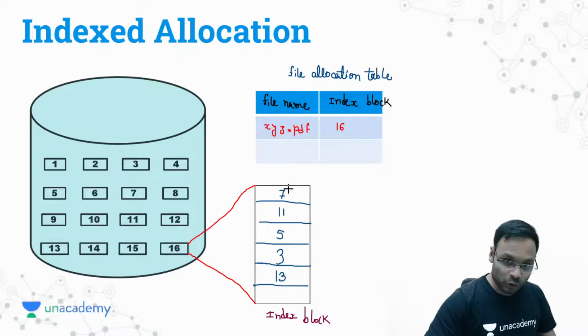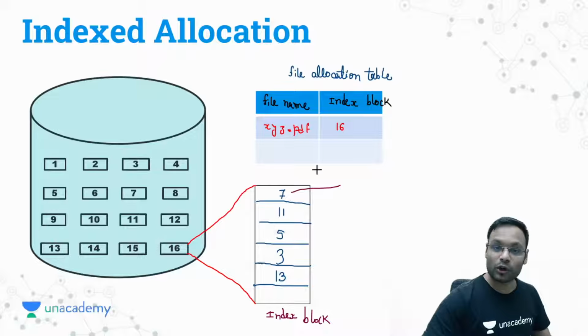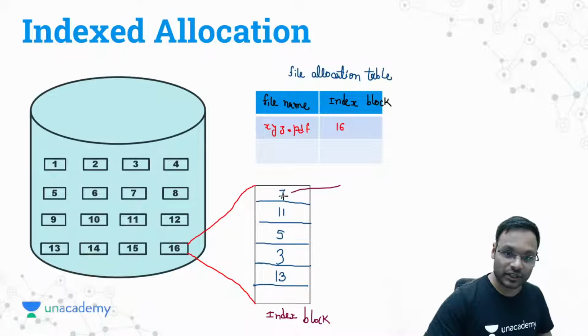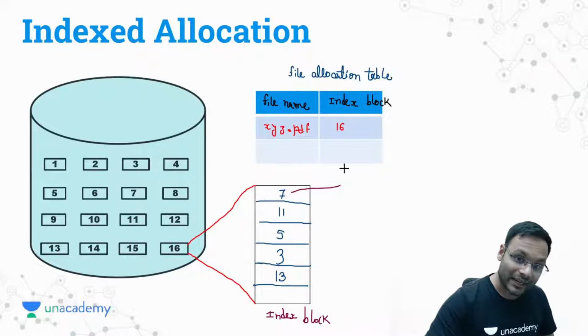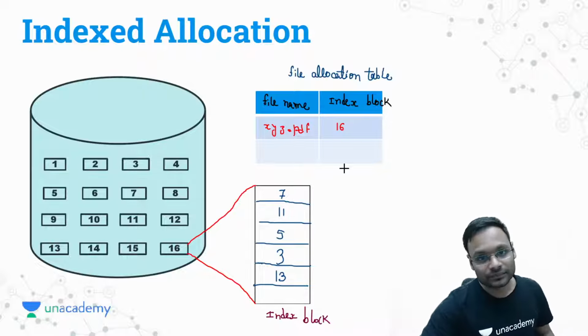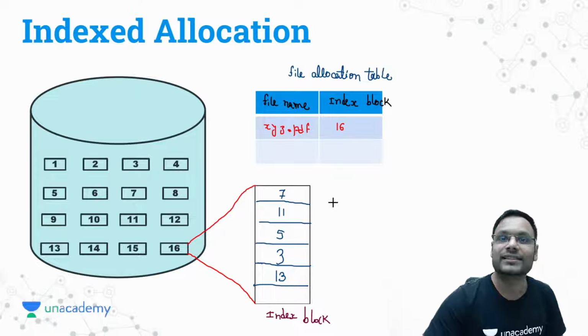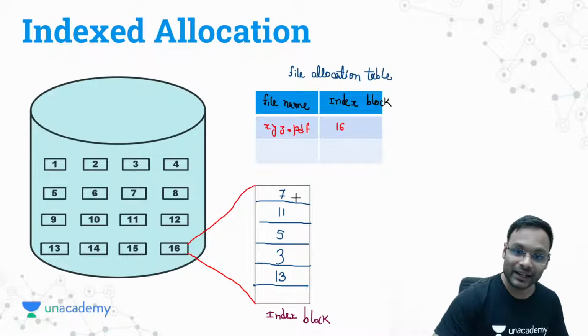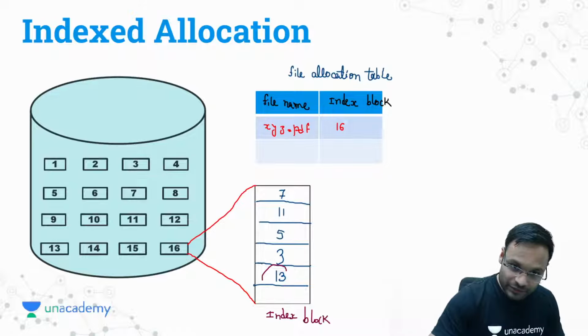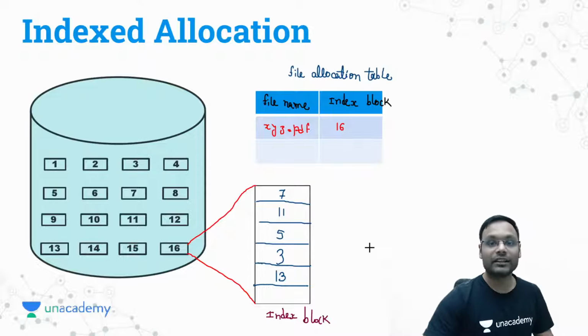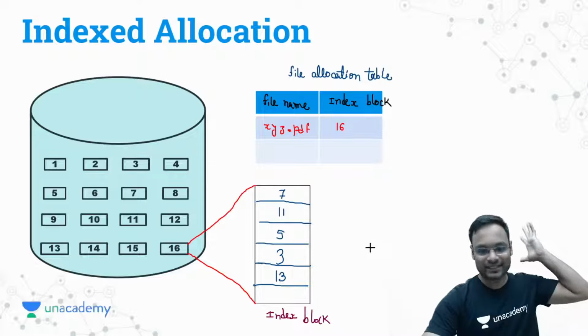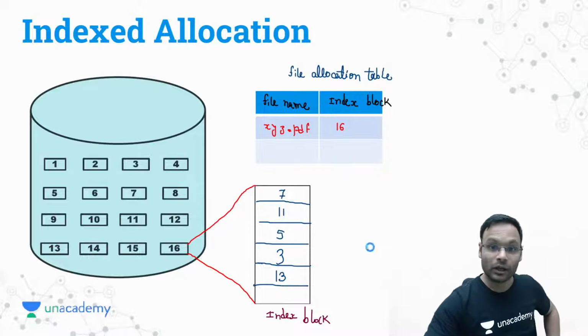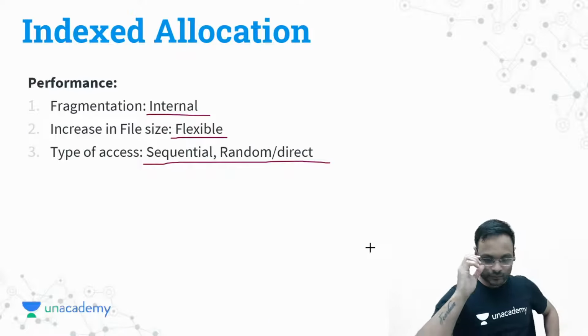How? If you want to go sequentially, you can access the index directly from the index block. You can access all the blocks sequentially: first 7th, then 11th, then 5th, then 3rd and 13th. All block numbers I have beforehand. Yes, so sequentially I can access. Yes, directly also I can access. Let's say I want the 5th block of the file. I will directly go to the 5th entry. The 13th block has the 5th part of the file. I can access it directly. So random access also, plus direct access also.